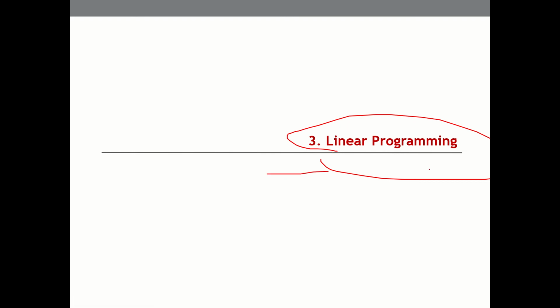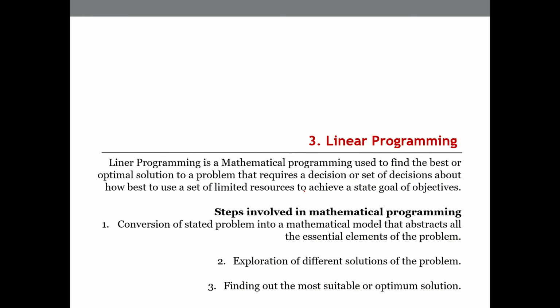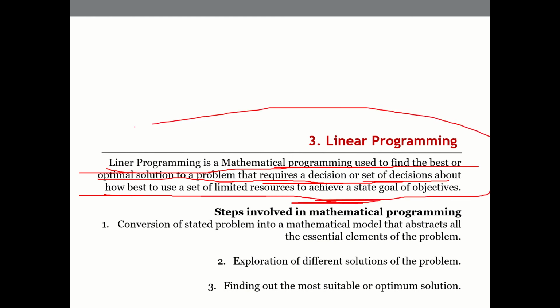and how this can be used for decision making or for coming out with ideal solutions. Linear programming is a mathematical programming used to find the best optimal solution to a problem that requires a decision or set of decisions about how best to use a set of limited resources to achieve a stated goal or objectives.